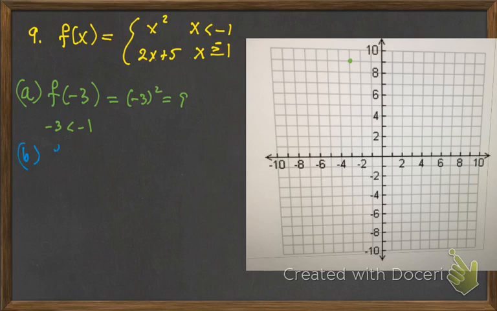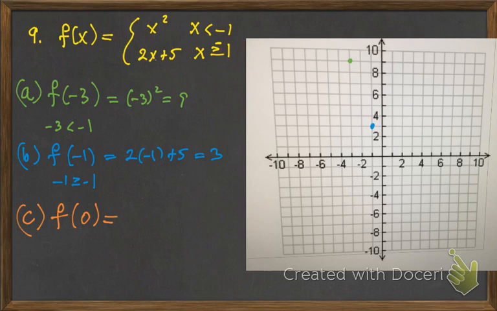Part B, f of -1. So -1 is not less than -1, so we won't use x squared, but -1 is greater than or equal to -1, so we'll use the 2x plus 5. So 2 times -1 plus 5, that's going to give us 3. So I can plot the point -1 and 3. And then one more, part C, f of 0. 0 is greater than or equal to minus 1, so we're going to use the 2x plus 5. So 2 times 0 plus 5 is 5.